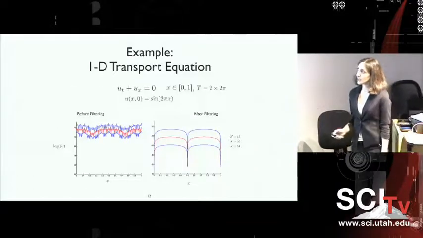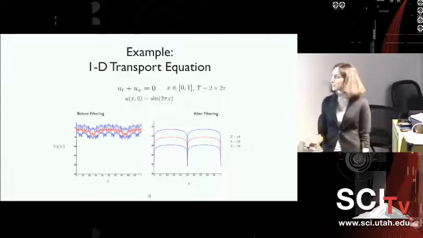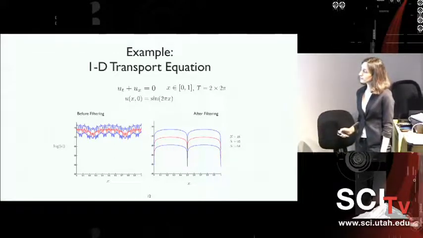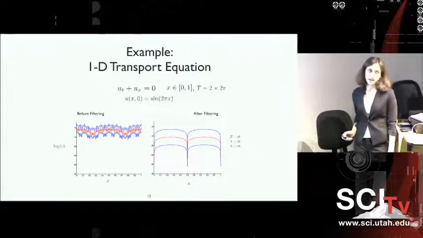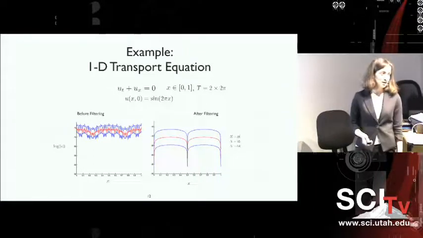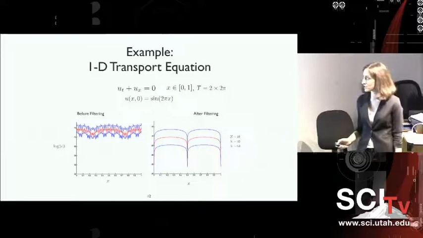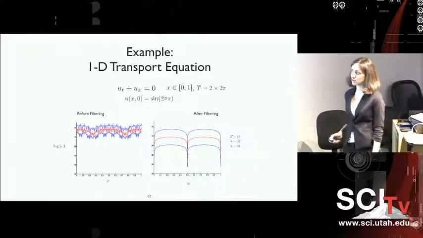As an example, I have the one-dimensional transport equation here with this initial condition, and I collect the results after 2 periods in time. Here are the point-wise error values for 3 different mesh resolutions before the application of the filter, and here are the same results after the application of the filter. And as you can see, the filtering is successful in introducing smoothness back to our solution, and also the magnitude of the errors are lower.